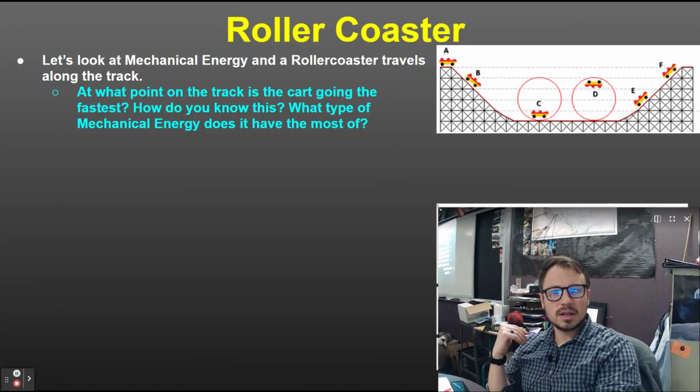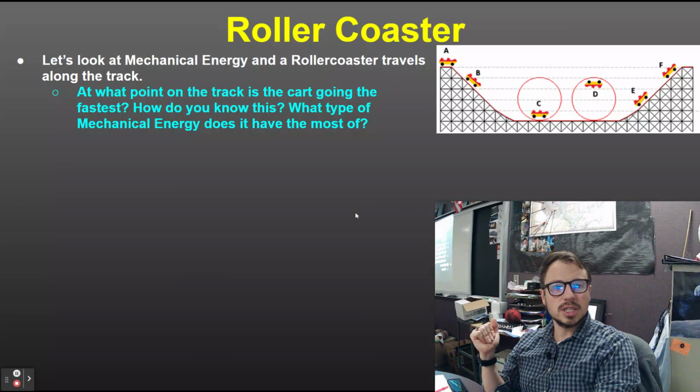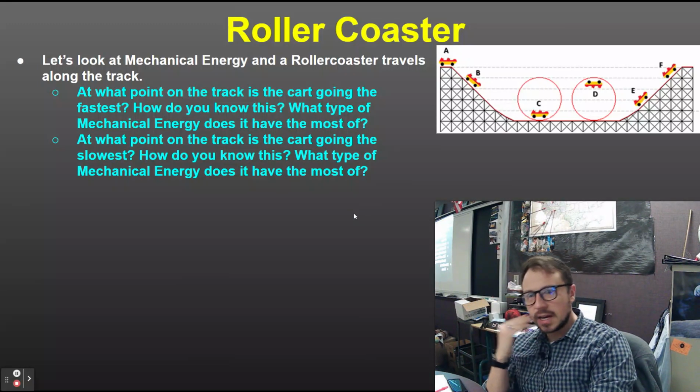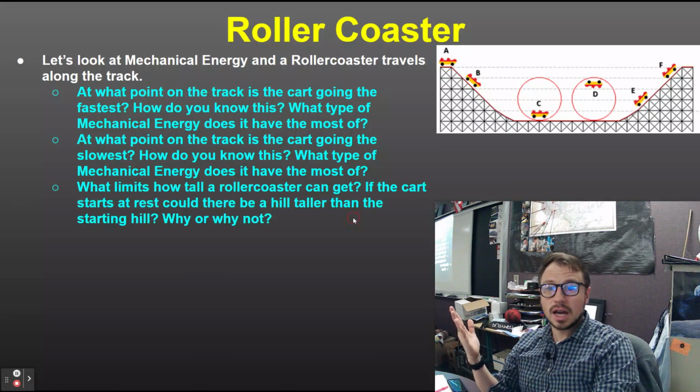So this is a good one, right? This is another example of a roller coaster. What point on the track is the car going the fastest? It's going to be C, the lowest point. What point along the track is the car going the slowest? Well, it's going to be point A. That's when it's at the highest point.